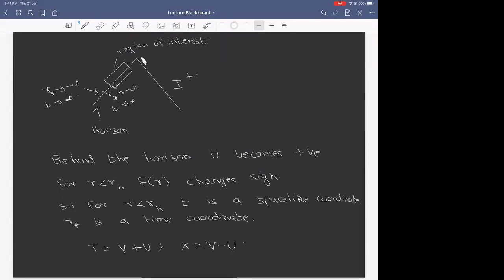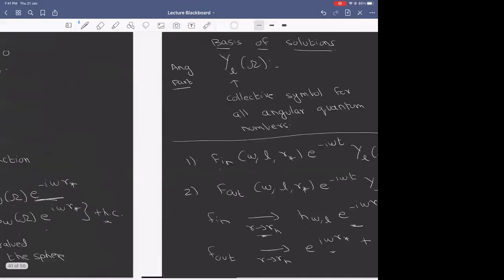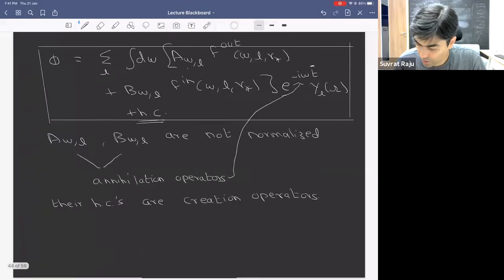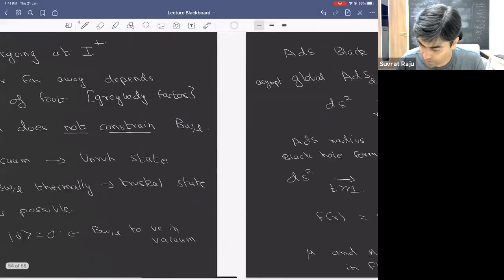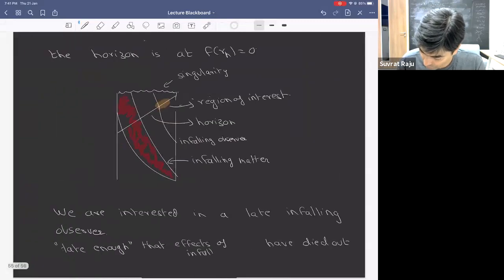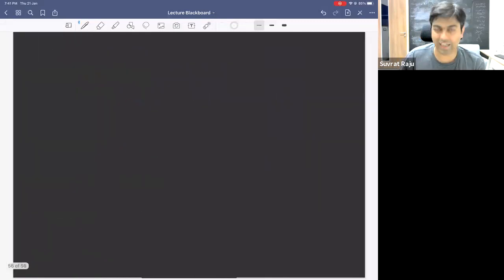Yeah, thanks. Okay, so let me go back to my AdS derivation. Let me just say one more thing about conventions. We are interested in fields, so we consider fields which are normalizable.